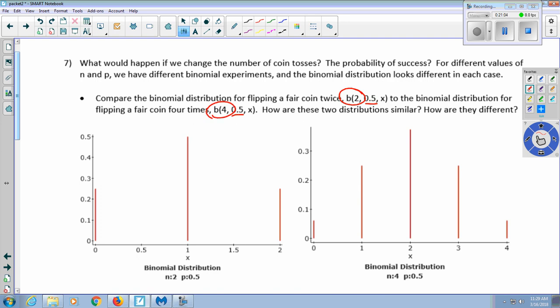Let's look to see how these are similar and how they are different. Here we have n equals 2, here we have n equals 4. They're similar in the fact that they're both unimodal, and they're symmetric. So they're similar.